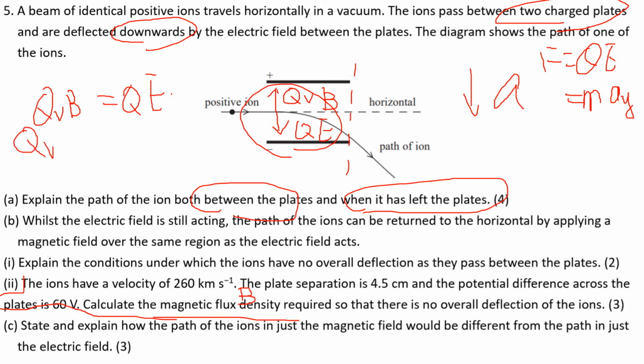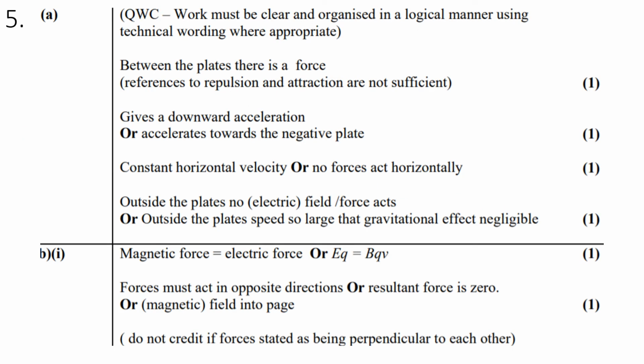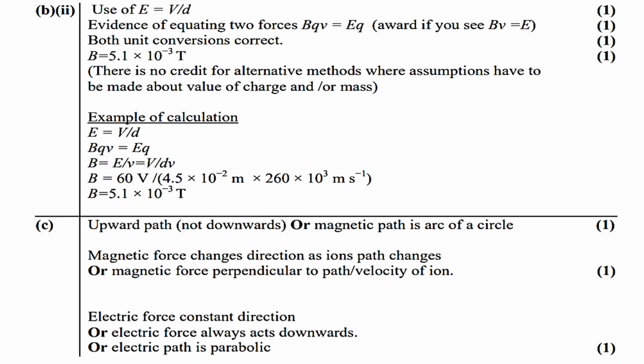Since we know that QvB equals QE, and then use V equals E times d, so E equals V over d, then you can solve this. Okay, I misclicked again, so we will see that directly.